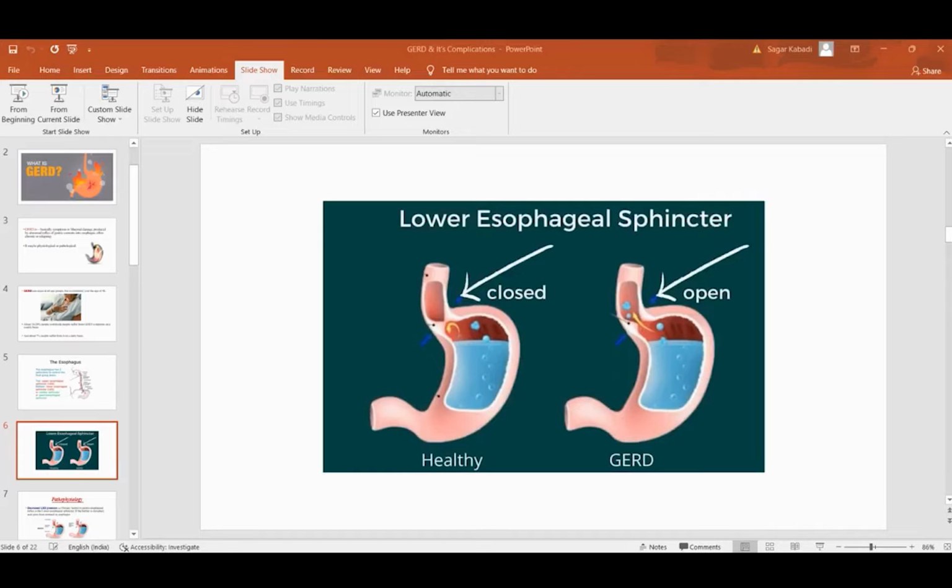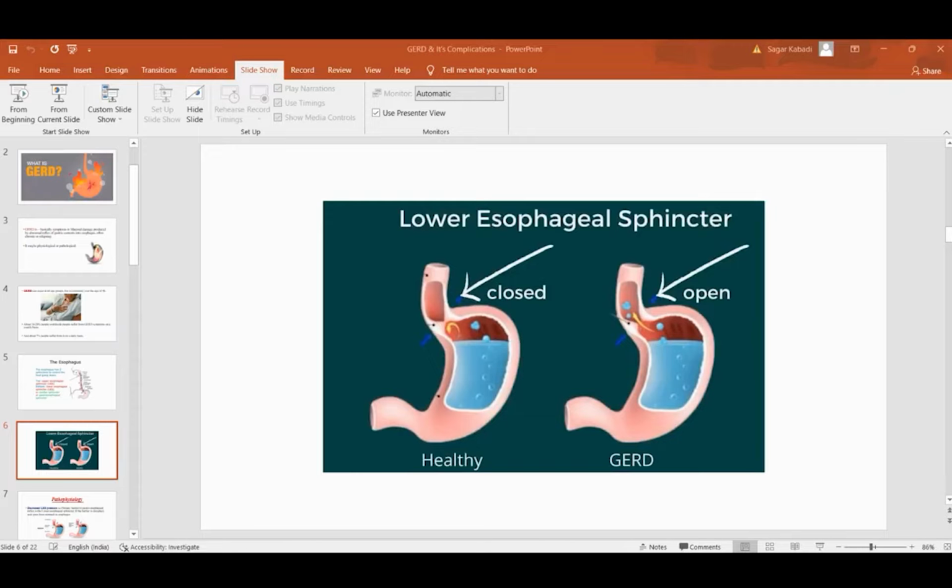if there is any problem, that is erosions, erythema, ulcerations, any erosive gastritis, erosive esophagitis, or any other abnormal mass or anything that is visualized. This will help, and we'll also be able to diagnose whether the sphincter here is loose or not.